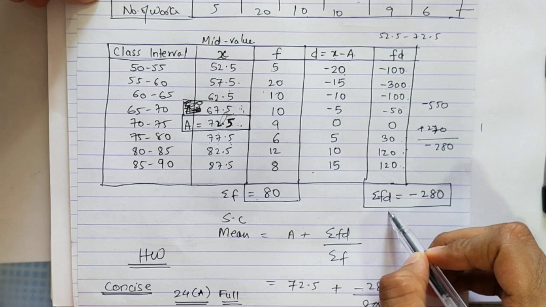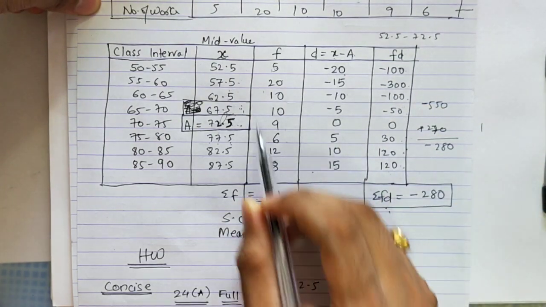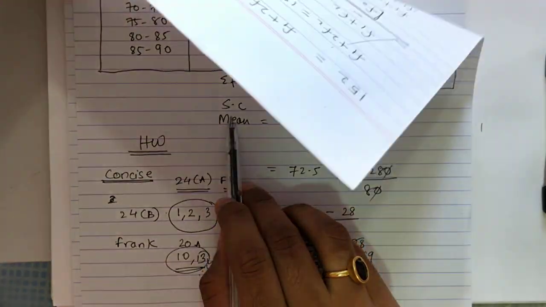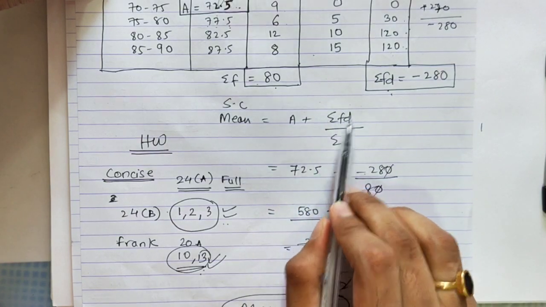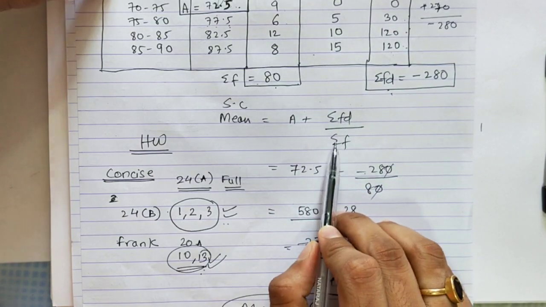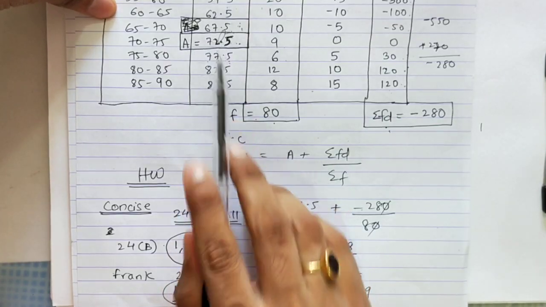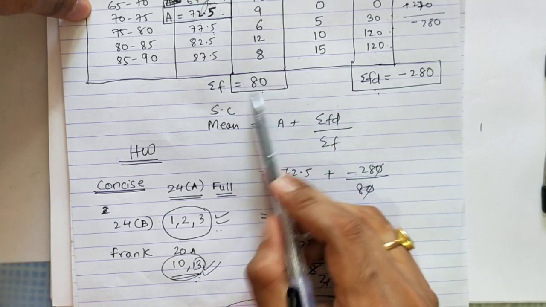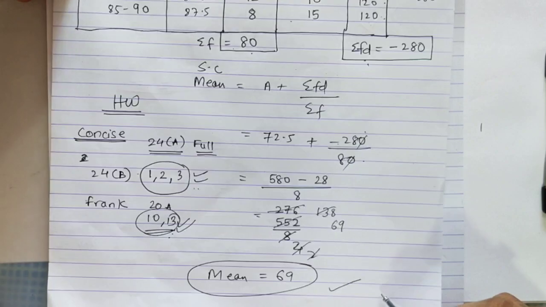Once we get all the values of fd, add all the values, then add all the values of f. Then the mean for the shortcut method is a plus summation of fd upon summation of f. So a is the 72.5, the assumed mean which we took, and summation of fd copied here, summation of f copied down here, and then divide and do the calculations, we'll get the answer.